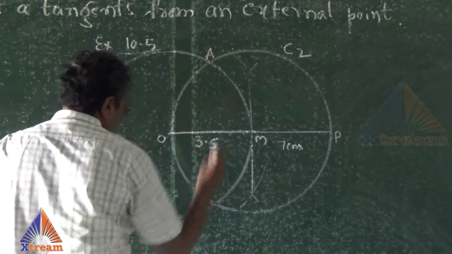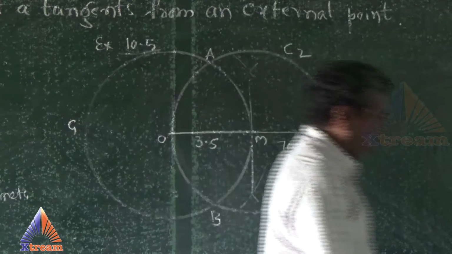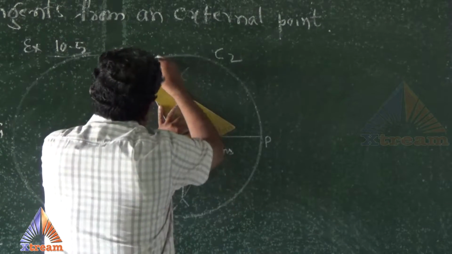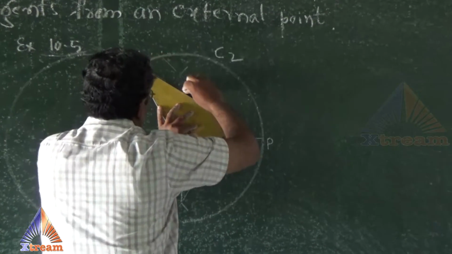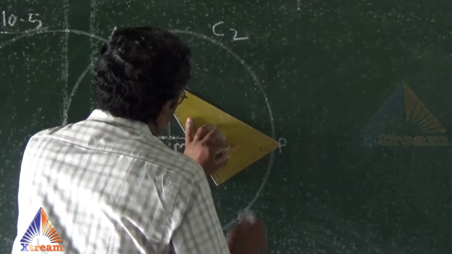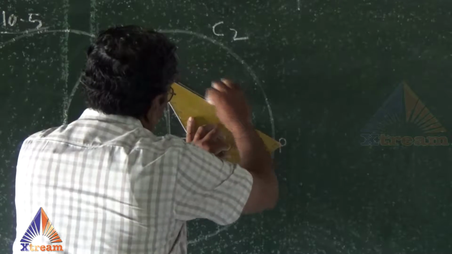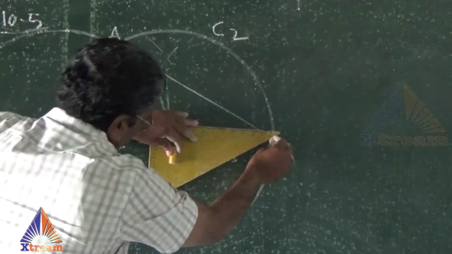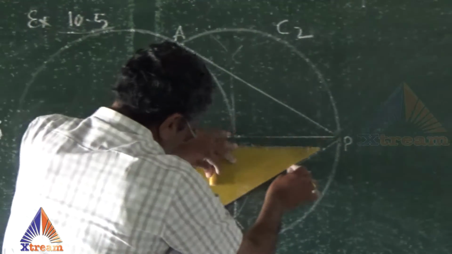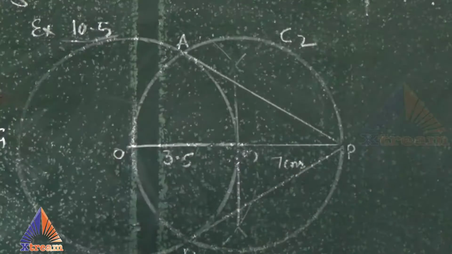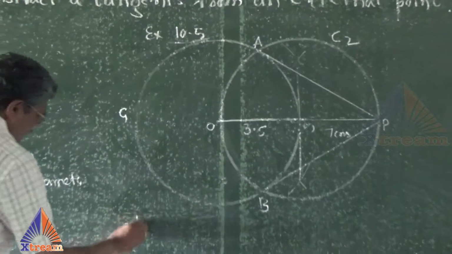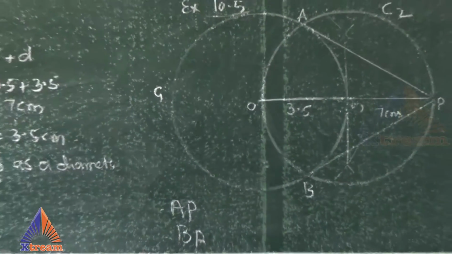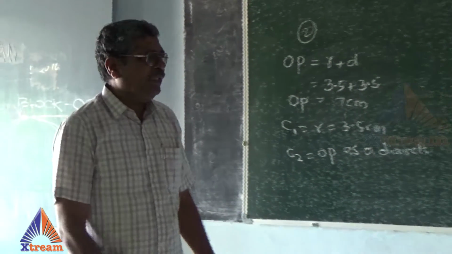Now this is A and this is B. Join the line AP. So AP and BP are the tangents drawn from the external point P.